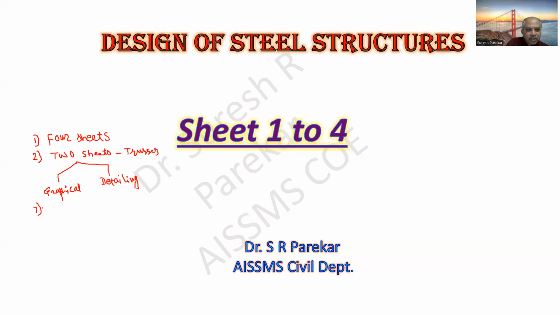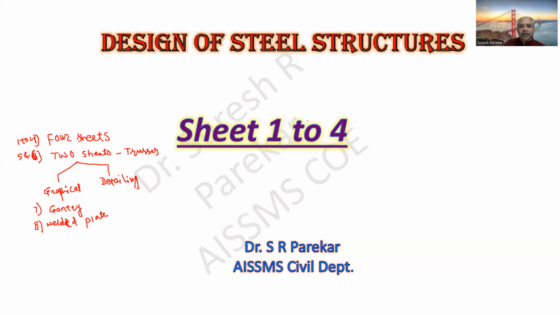We have the 7th sheet, that is on gantry girder, and the 8th sheet we have on plate girder, welded plate girder. So here we have 1 to 4, this is 5 and 6, and then 7 and 8.